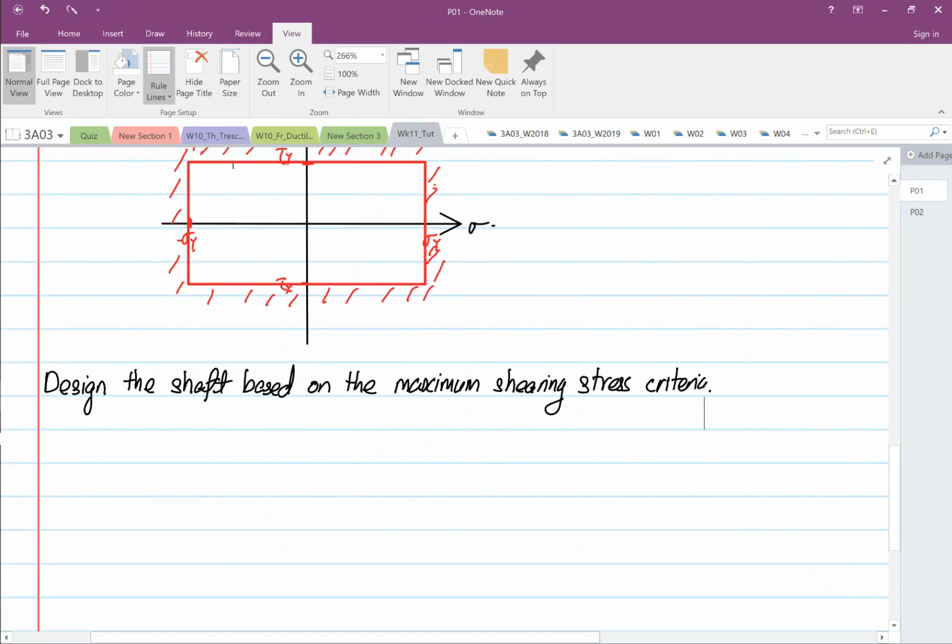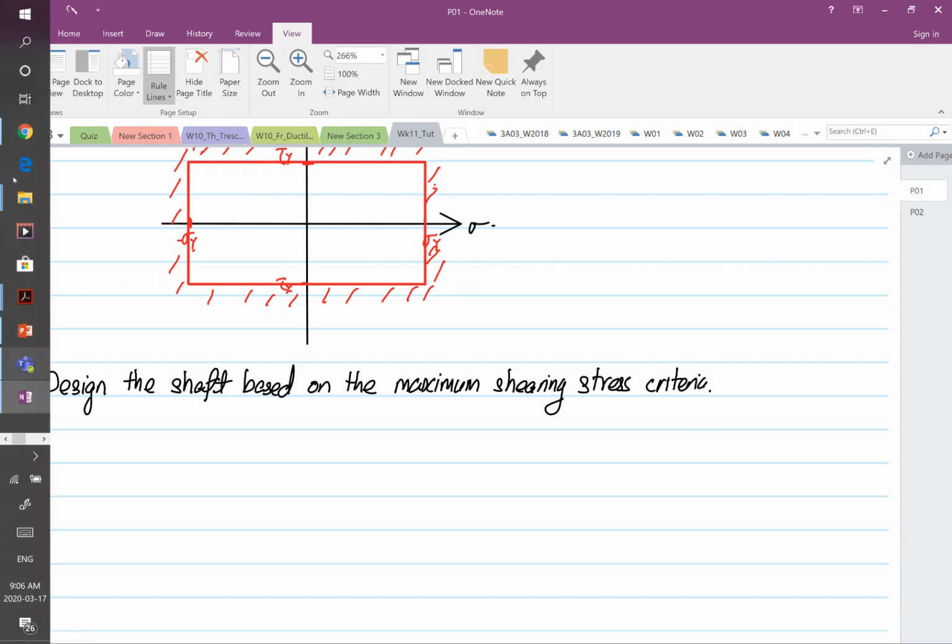So now, knowing that, we have to find the stresses that are induced by the bending moment, axial load, and shear stress. I'll be back. Okay, this is part 1 of the tutorial.